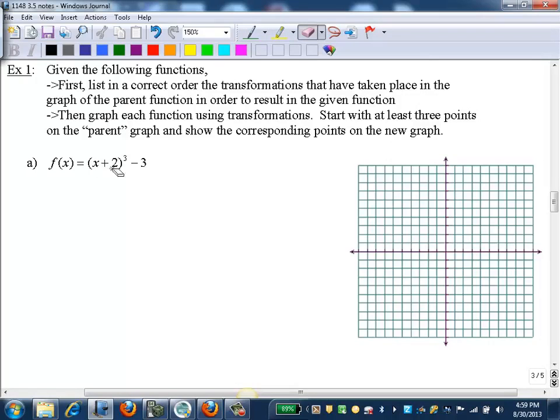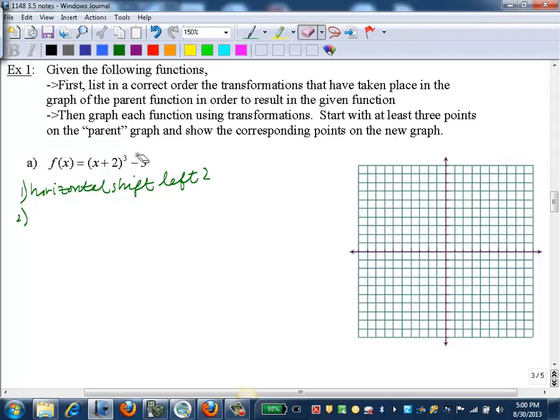Okay, so I'm going to look inside my grouping symbol. Now notice when you have a cubic function, you have parentheses here. So we're adding 2 inside the parentheses, inside the grouping symbols, so that's a horizontal shift left 2 units. Remember, horizontal things inside the grouping symbol tend to be backwards. We add 2, we actually go left 2.